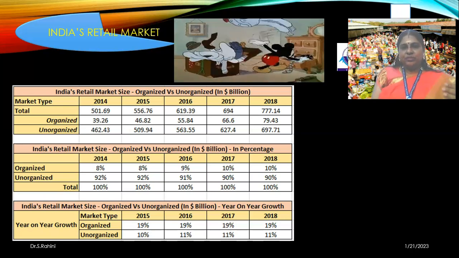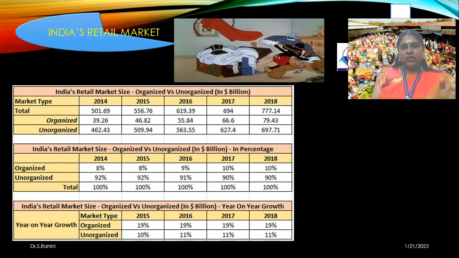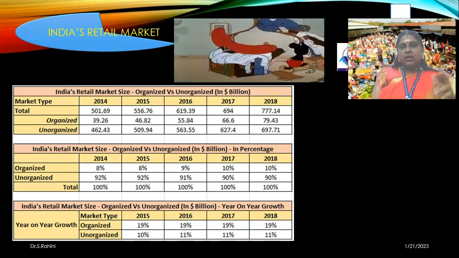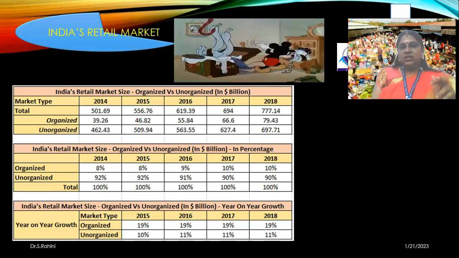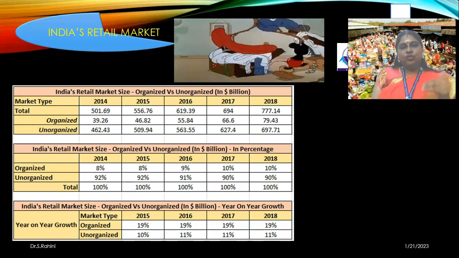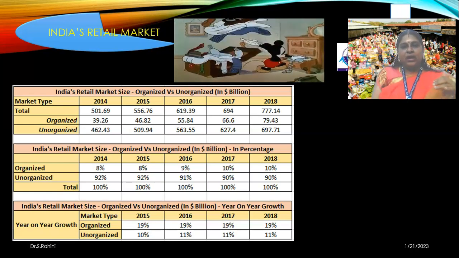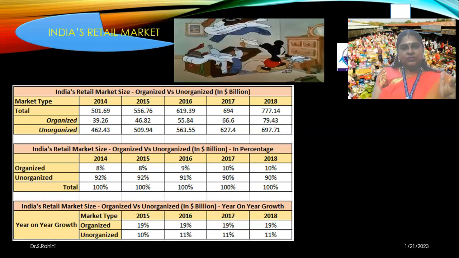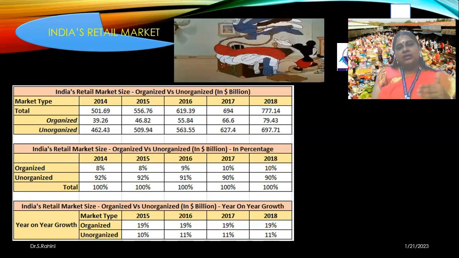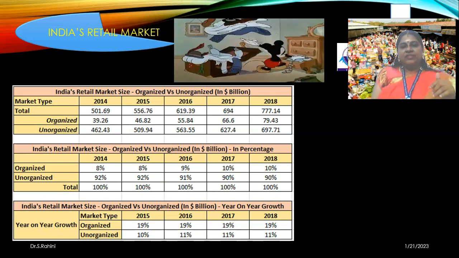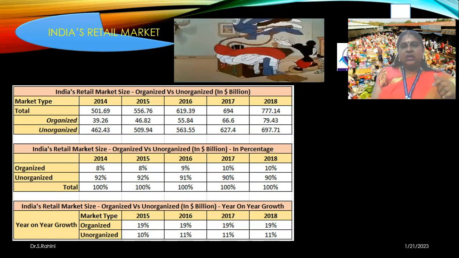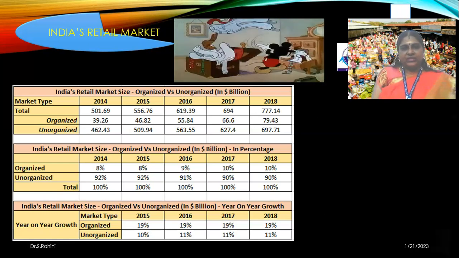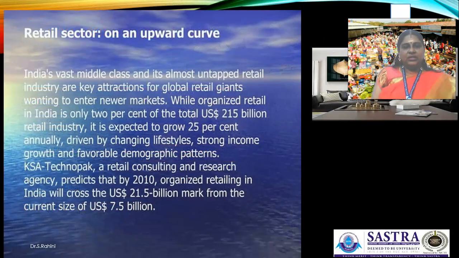Likewise, from the growth perspective, in 2015 the organized sector grew to the extent of 19%. In the year 2018, the same level of growth was maintained. But in the unorganized sector, growth was 10% in 2015, and it reached a peak of 11% in 2018. Currently it has risen still further. So this is India's retail position.